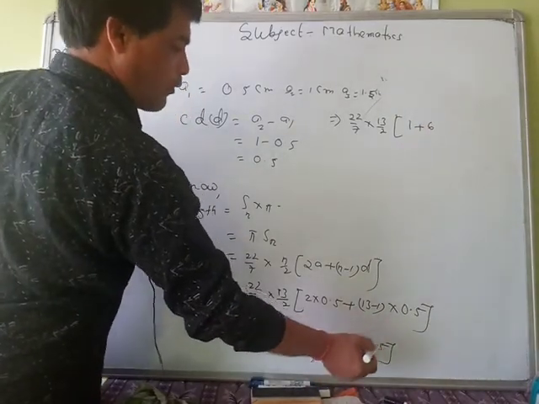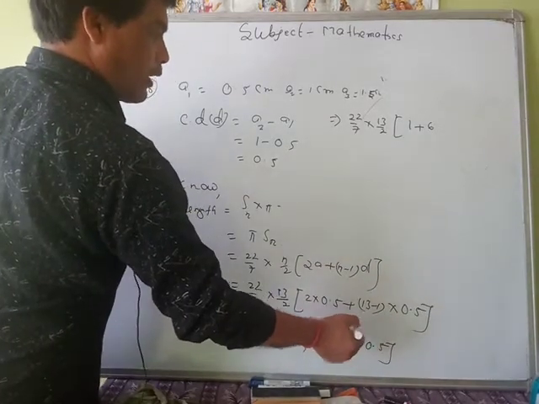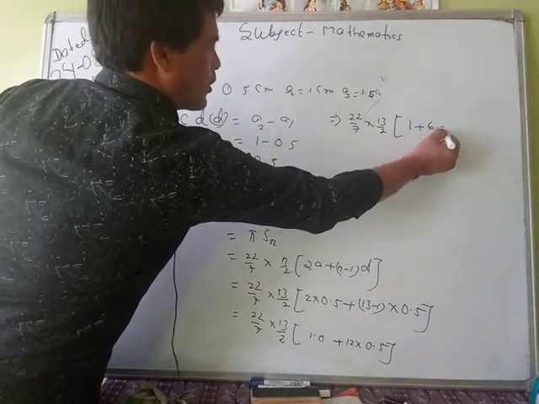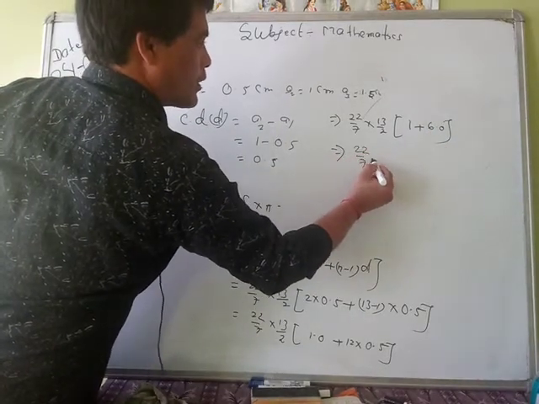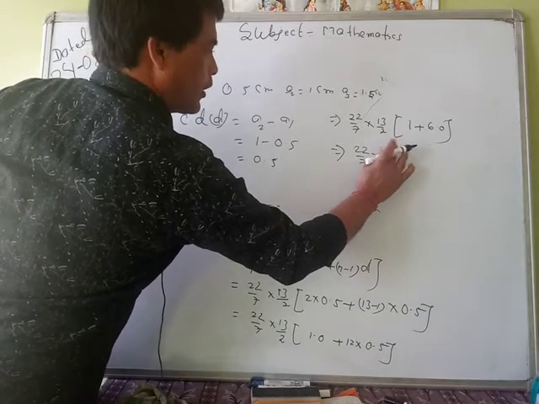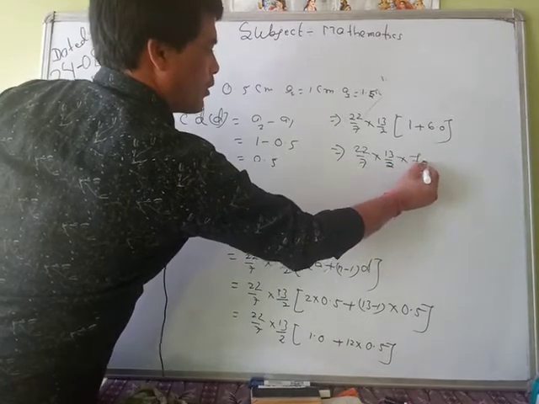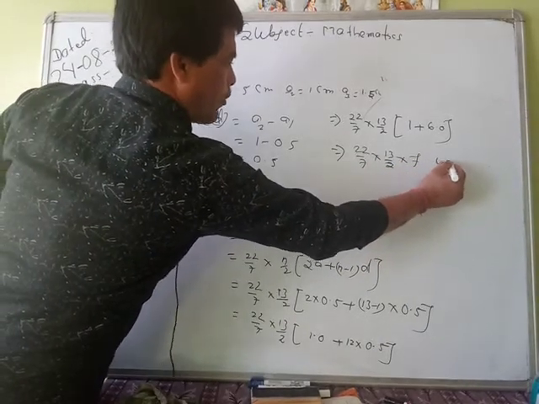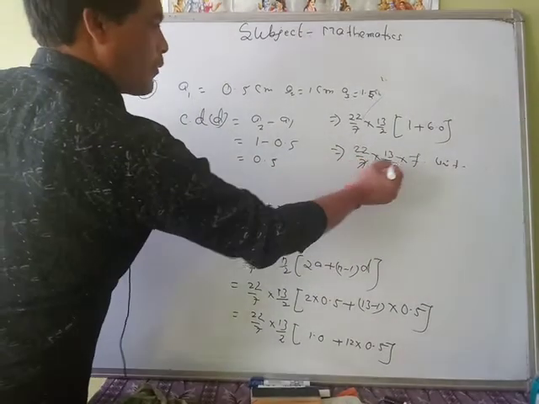12 into 0.55. 5 to the 10, 5 on the 5 plus 1 is 6, that is 6.0. Then again 22/7 into 13/2 into 7 unit we have to write. Then 7 is cancelled.